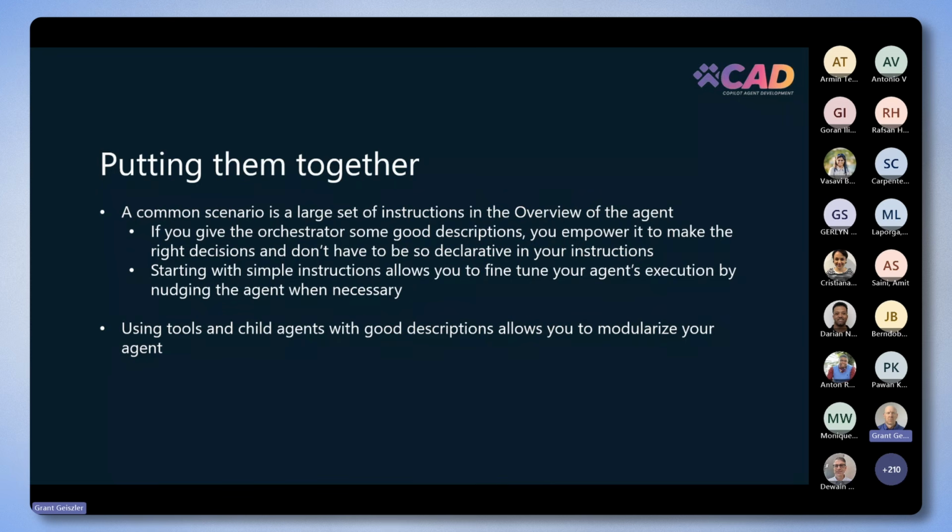One of the things that we try to do when we begin instruction development is start with a very simple instruction set, fine-tune our agent's execution, and nudge the agent when necessary, as opposed to writing a big declarative list of instructions on what to do. We start by allowing the orchestrator to do what it does, and then we just gently nudge it in certain directions as we need.